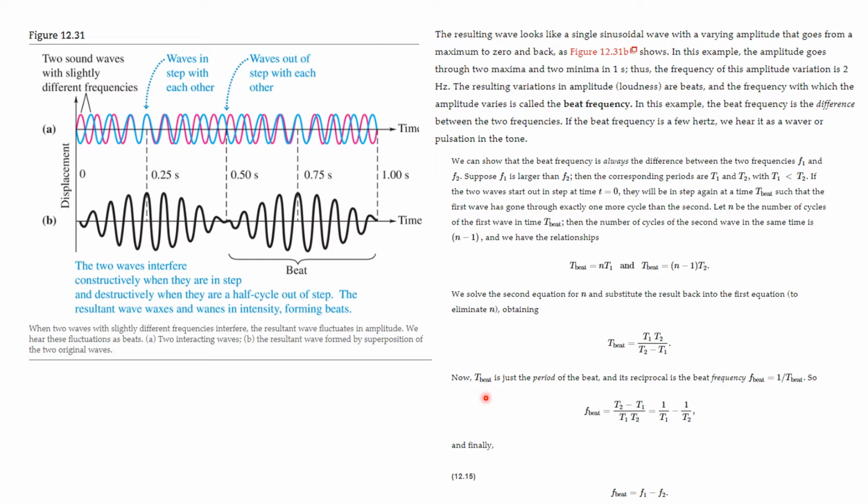Now, the reciprocal of the period of the beat is the beat frequency. So the frequency is 1 over the period of the beat. So you see it's 1 over this. I'm basically just turning this upside down. But this is the same thing as the difference between these two fractions. So that means the beat frequency is the difference between the two frequencies. Turns out this is an important equation that we'll use to solve Doppler effect problems.